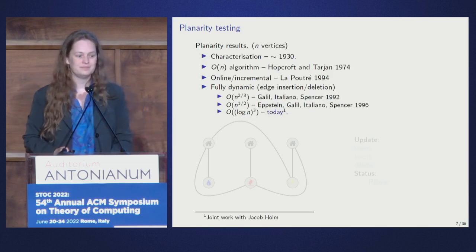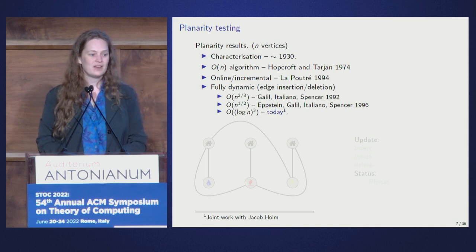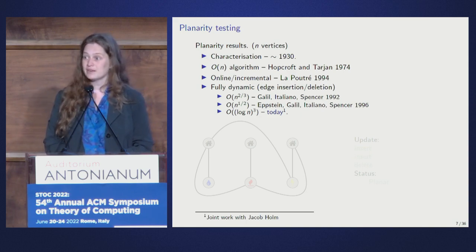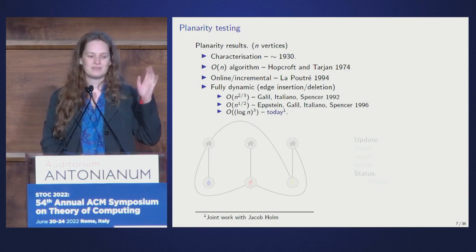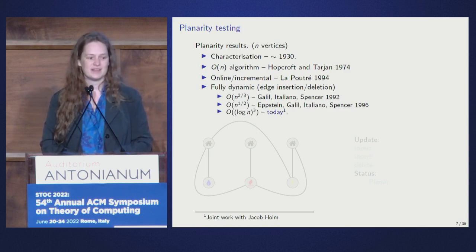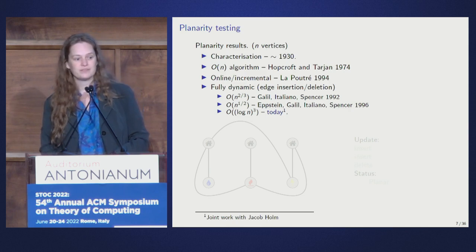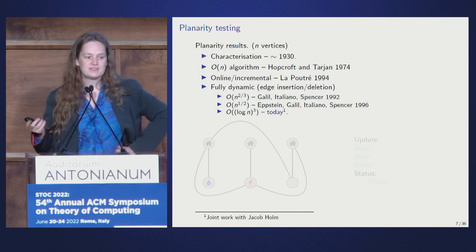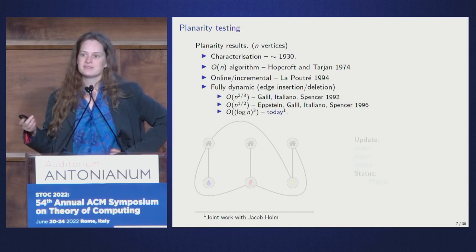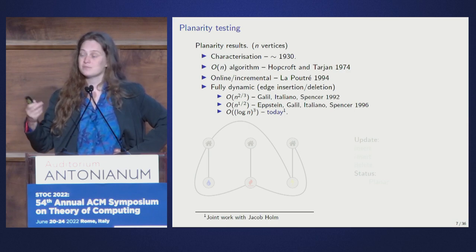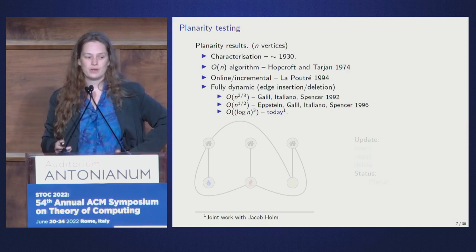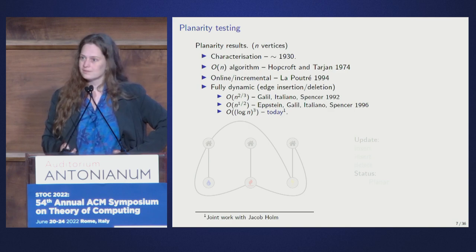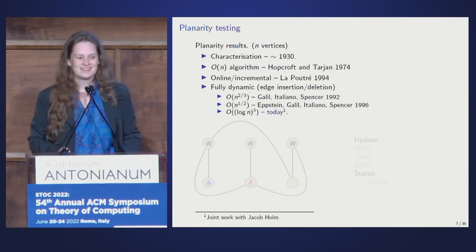So, planarity testing. There have been a lot of results in the early 1900s about characterizing planar graphs, and each of you probably has your favorites, not necessarily the same. There's a linear time algorithm for it that's almost turning 50 now, I guess. Even for the online or incremental setting where the edges or vertices arrive one by one, it is solved. It's alpha time, just like connectivity.